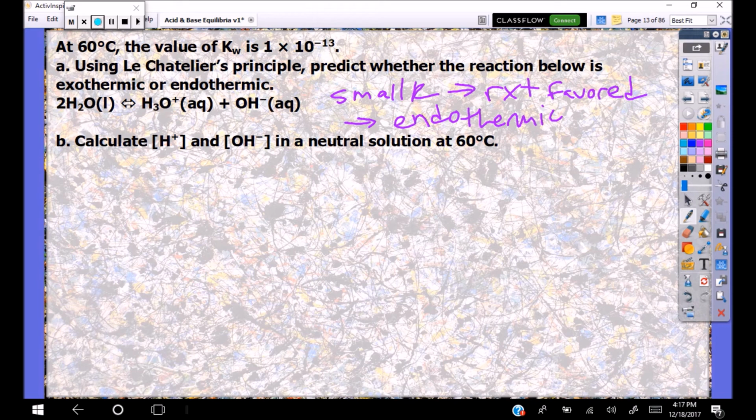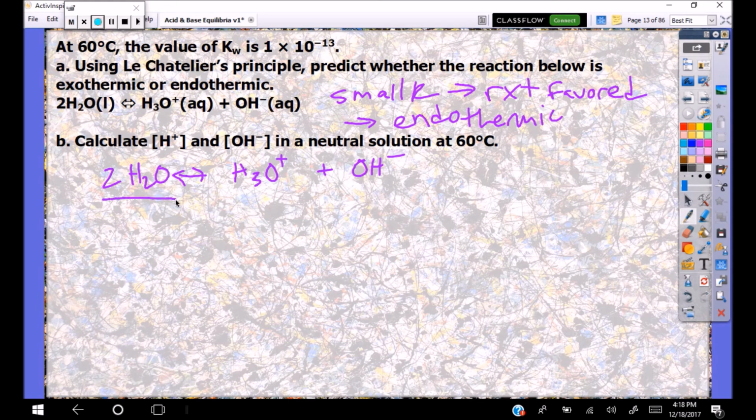Okay. Now they want us to calculate H plus and OH minus in a neutral solution. Okay. Well, that's easy. We have our 2H2O. I'm going to set this up like a rice table, but we really don't need it to that extent. So they have an H3O plus here. It's a good time to talk about how H plus and H2O, when they combine, we end up getting the hydronium ion, H3O plus. So H plus and H3O plus are essentially interchangeable in that regard, okay? So you're probably going to see that a lot, which is fine.